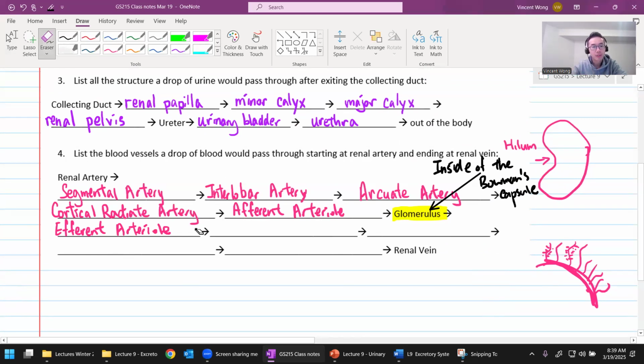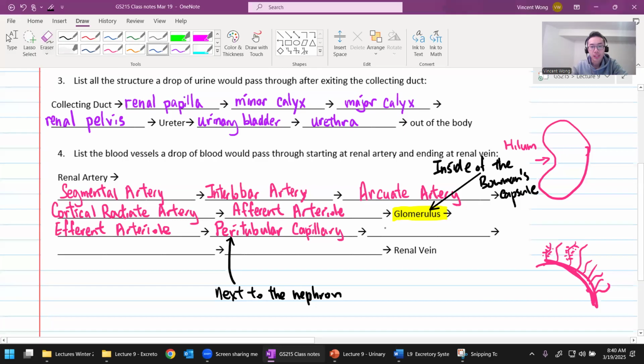And then the efferent arteriole is going to open up into the peritubular capillary, which is always next to the nephron, okay? Which is just next to the nephron. And it allows a rapid exchange of substances between the blood and the filtrate.